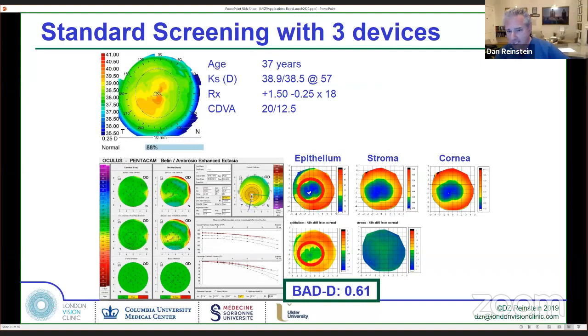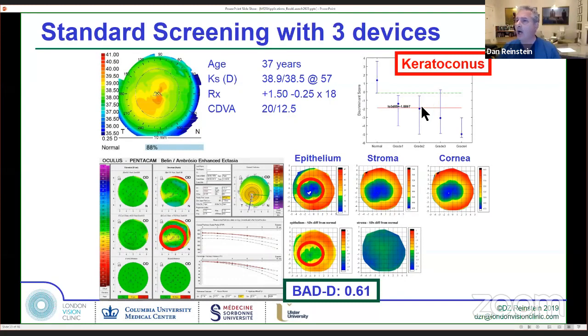And now we correlate that to the back surface change and we see, oh my goodness, this is really elevation, which is not significant according to the statistics of the back surface, but it's correlated with focal epithelial thinning that has not yet protruded to the front surface. And this patient, despite being plus 1.50, 20/12, and having excellent contrast, has keratoconus according to our classifier, which we published in IOVS about 10 years ago. So this is where the power of the epithelium comes in.